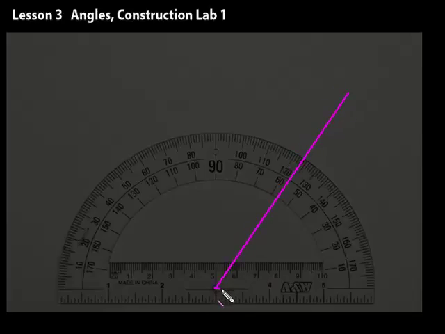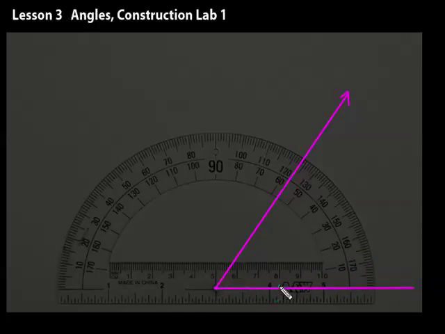That's where the vertex needs to be, right at that point, that hole right in the middle of the protractor, and then one of the rays needs to be lined up right there. You can see that horizontal line; you can line it up with that. So if you had an angle you needed to measure, one side would be lined up like that, and then your other one would be lined up here.